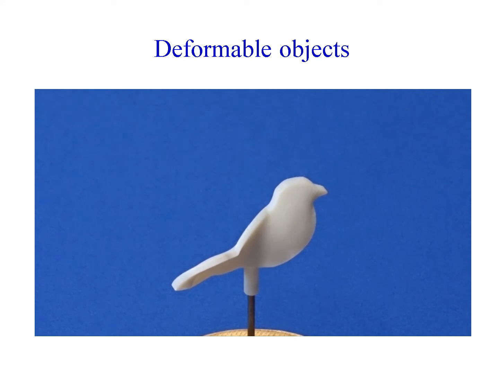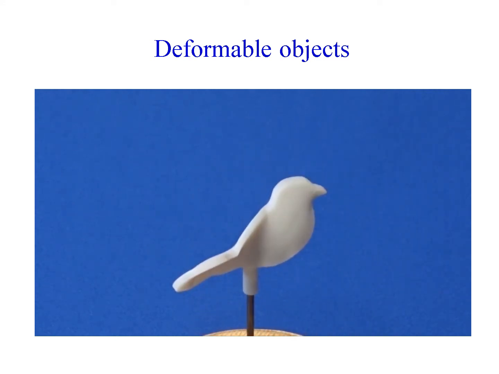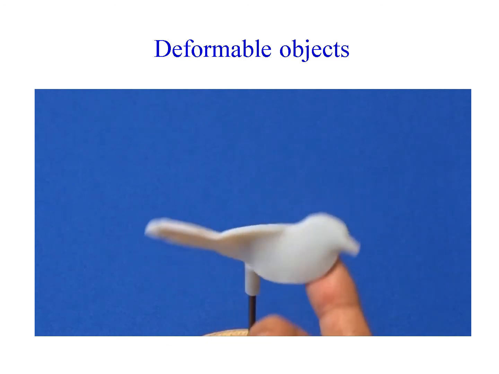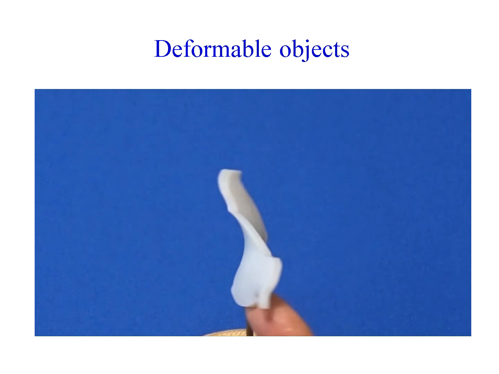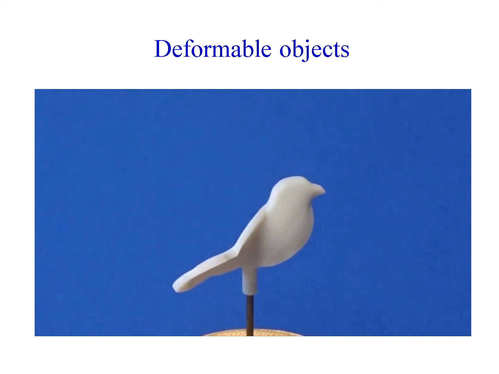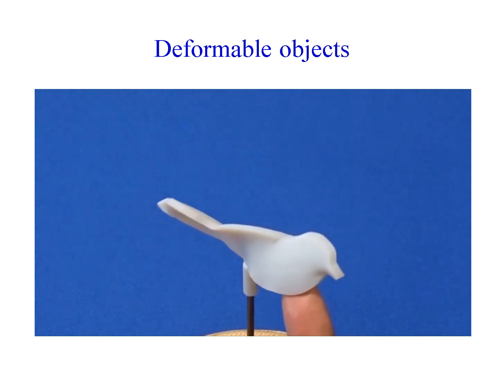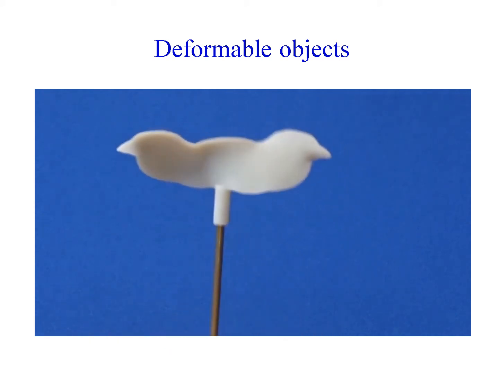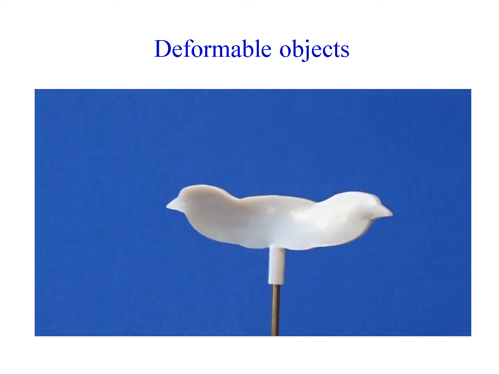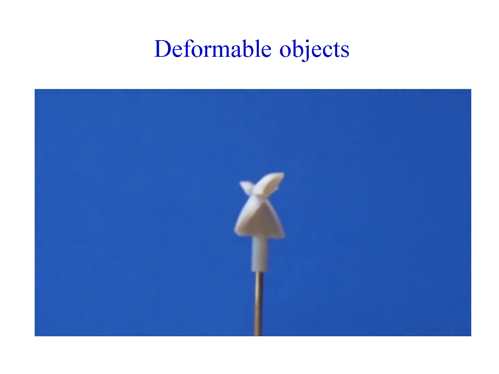In the next example, a bird is facing to the right. When we turn it by 180 degrees around the vertical axis, it faces to the right again. We cannot make it face leftward. This object is line symmetric with respect to a vertical line, and hence 180 degrees rotation does not change the appearance.